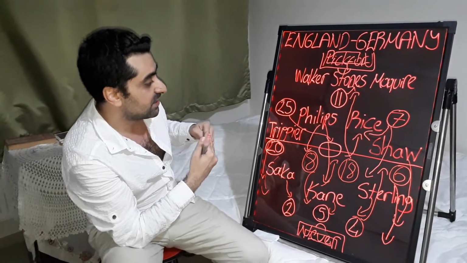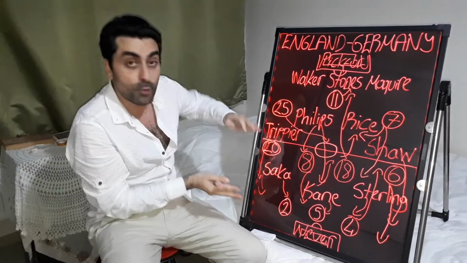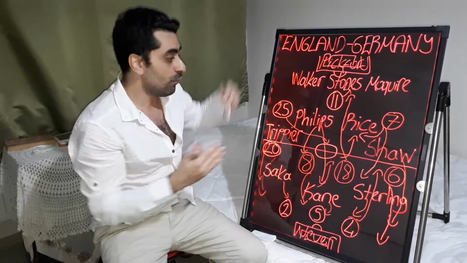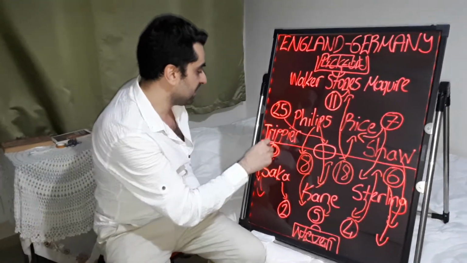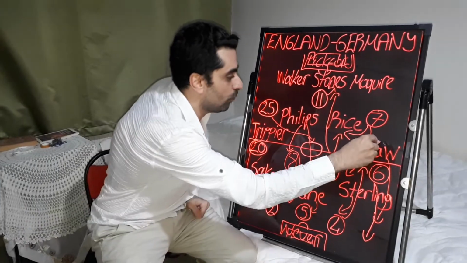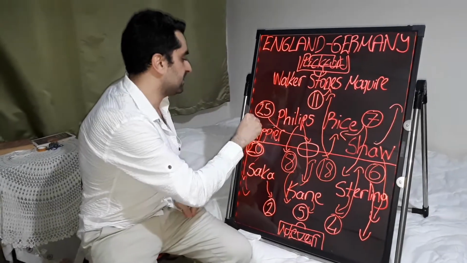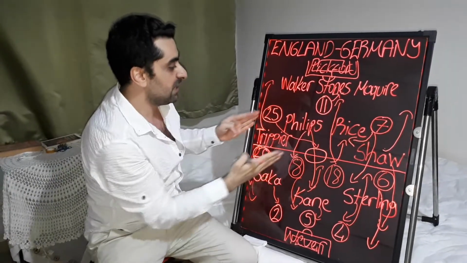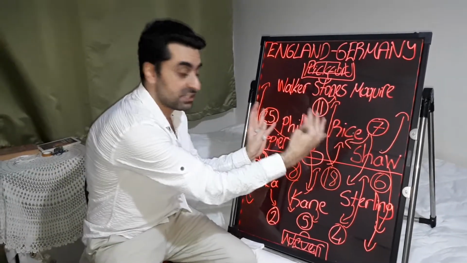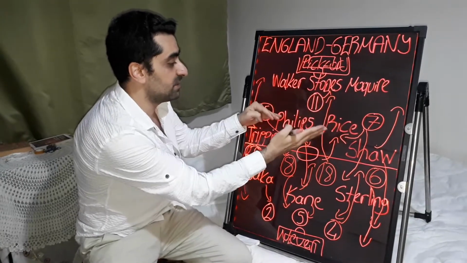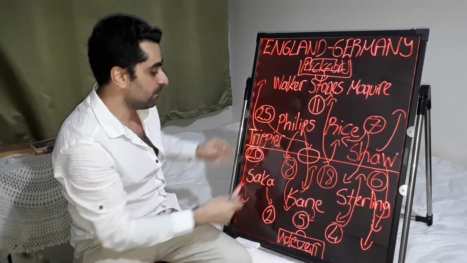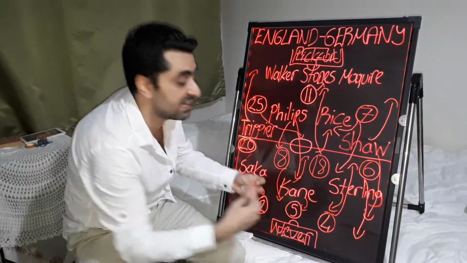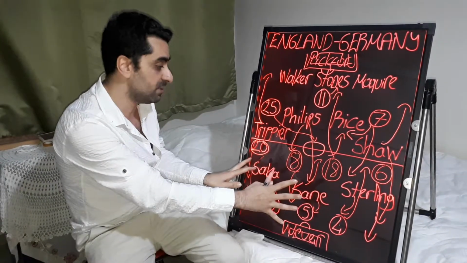Generally, when Germany had the ball, England's formation turned into 5-2-3. Shaw and Trippier dropped deep. They made the England defense line 5. Phillips and Rice played close to each other in front of the defense, and at the same time Saka, Kane and Sterling every time made higher press on the German defense.